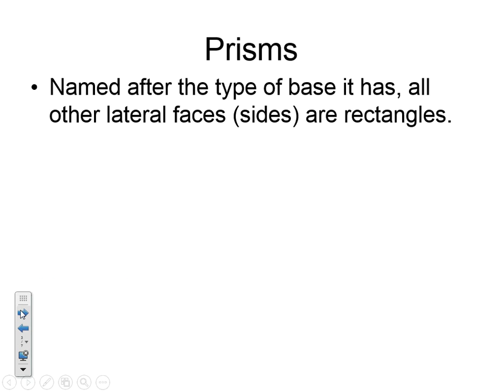Here we go. A prism is named after the type of bases it has. All lateral faces or sides are rectangles. So you probably want to have this right on top of the left-hand side when you open up the prism section of your foldable.